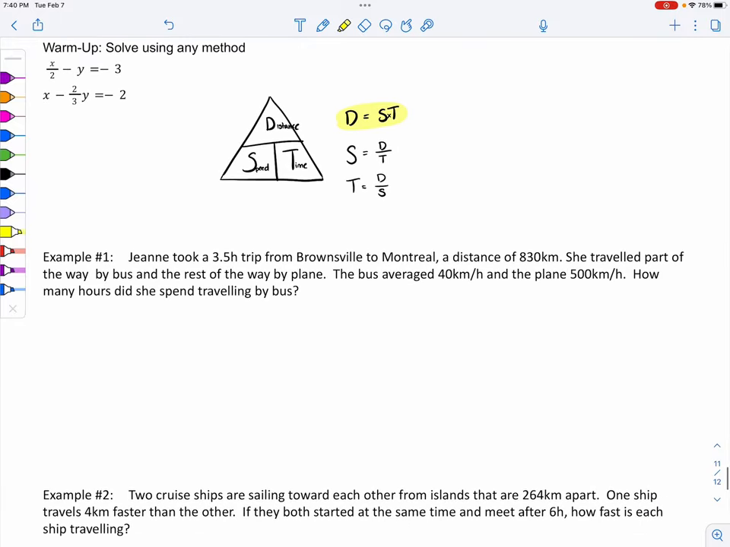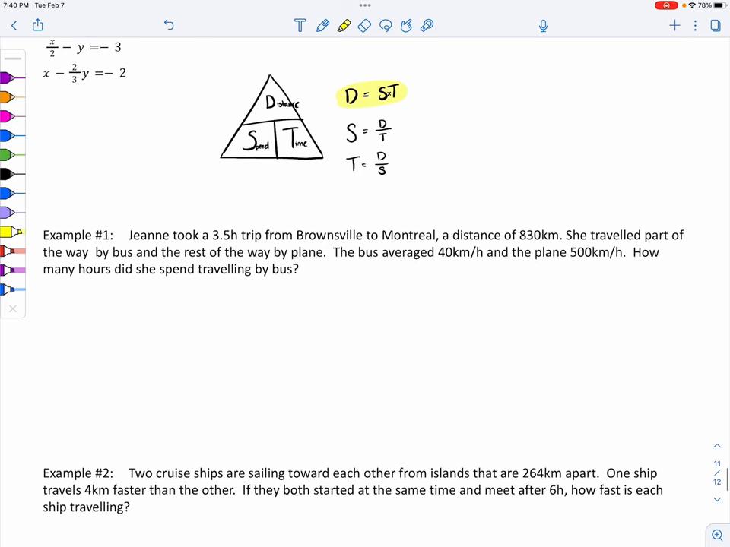First question. She took a 3.5 hour trip from Brownsville to Montreal, which was a total distance of 830 kilometers. She traveled part of the way by bus and the rest of the way by plane. The bus averaged 400 kilometers an hour, and the plane averaged 500 kilometers an hour. How many hours did she spend traveling by bus?